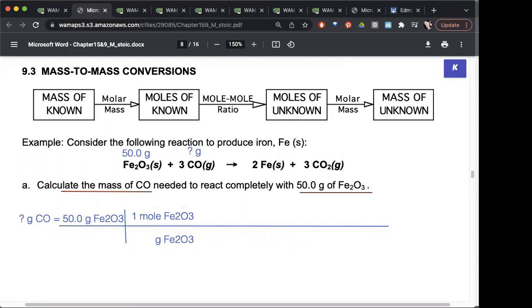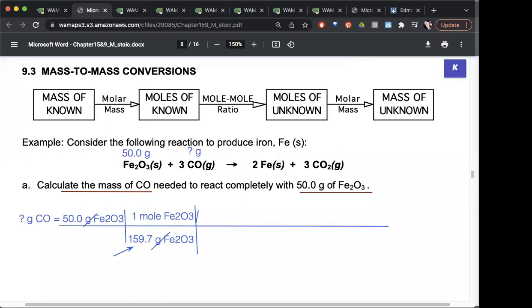And for this, we're going to need a little side calculation. Right? 2 times 55 plus 3 times 16. 159.7 grams. Okay. And then grams are out of there. And now we're in moles. So we're at this section, moles of what we were given.